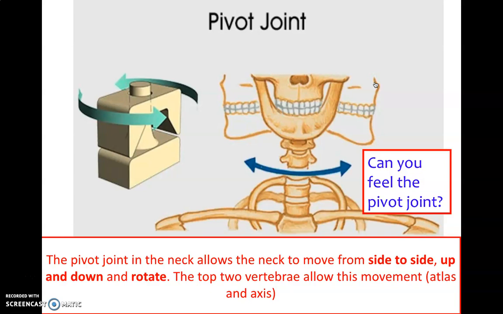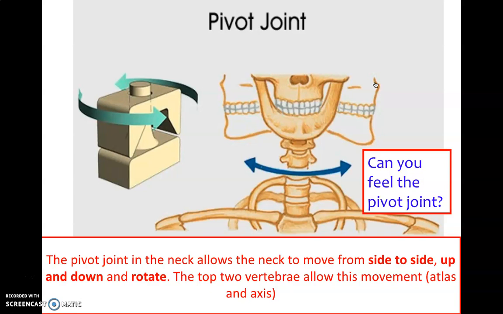So turn your neck to the left, then to the right. It's moving on a pivot. It's in one place, but you can move it side to side. You can move it up and down. And then you can rotate it so you can sort of bend your ear to your shoulder. The top two vertebrae in your cervical spine allow this, the atlas and axis vertebrae.